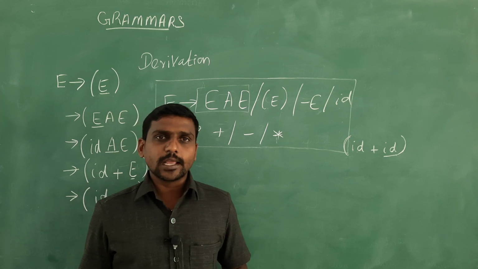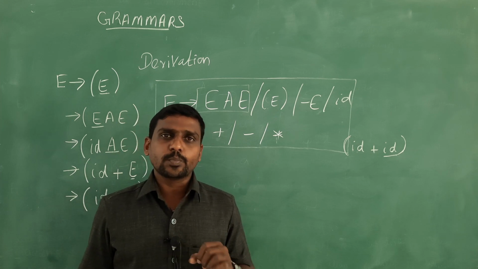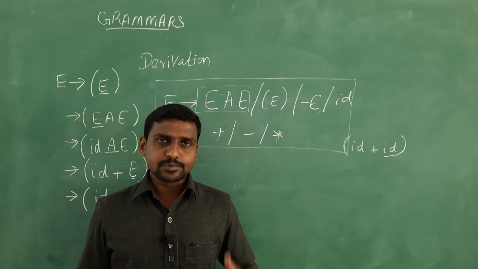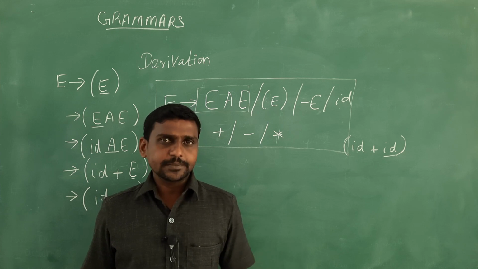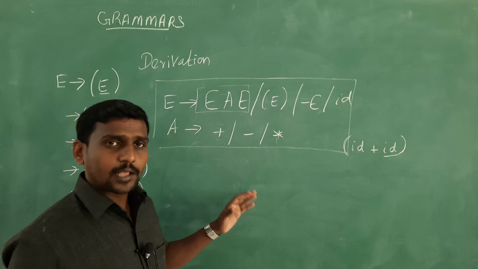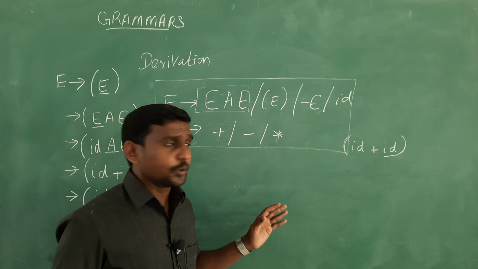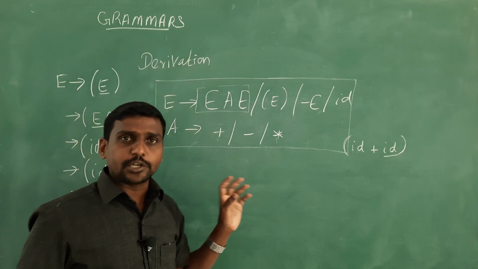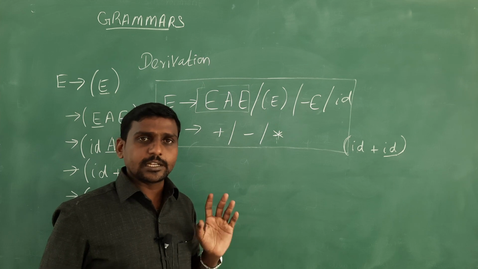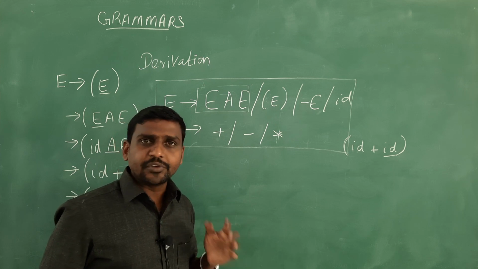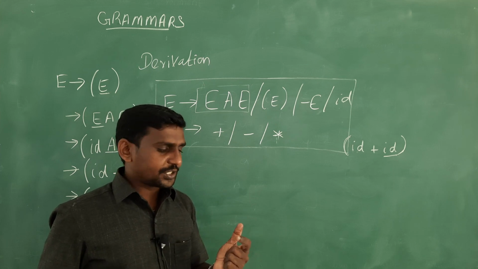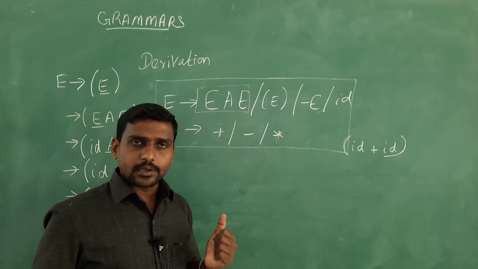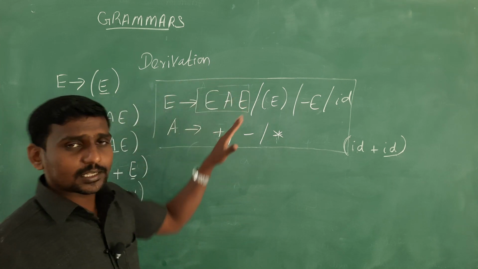Friends, in this video class, I am going to teach you what is parse tree, types of derivation, and ambiguity. Last video class, I taught you what is grammar and the definition of grammar. What is the definition of grammar? G equal to VTPS: variable, terminal, production, start symbol. So this is called a grammar.